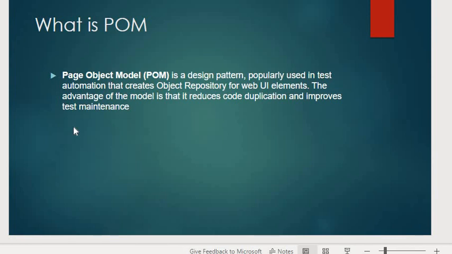Page object model design is basically a design pattern popularly used in test automation that creates the object repository for web UI elements. So basically the advantage here is it reduces the code duplication and improves the test maintenance.